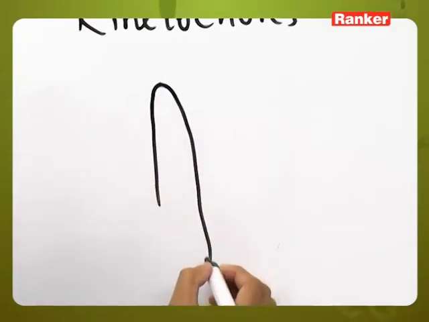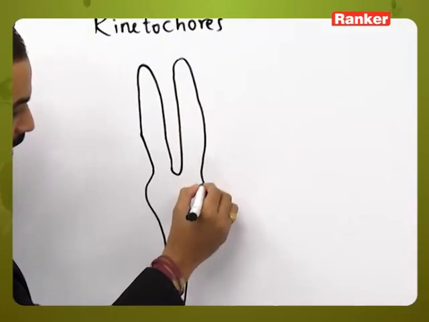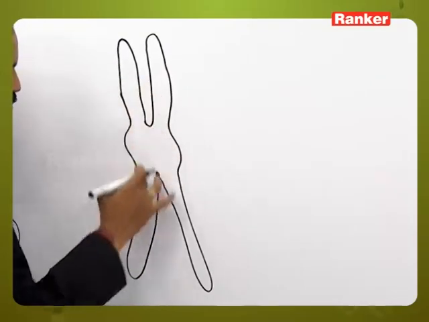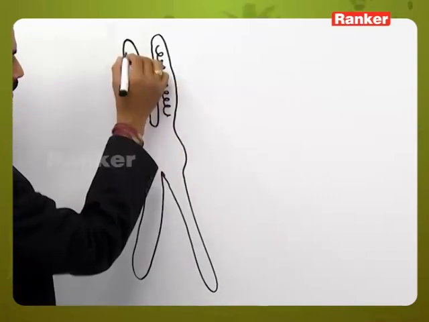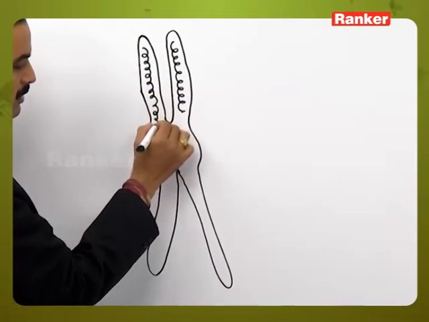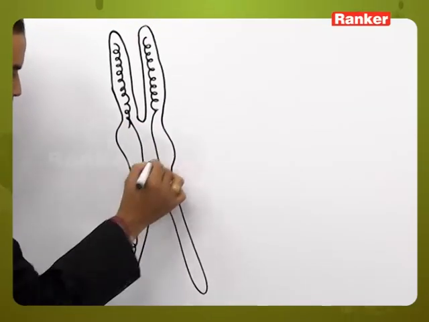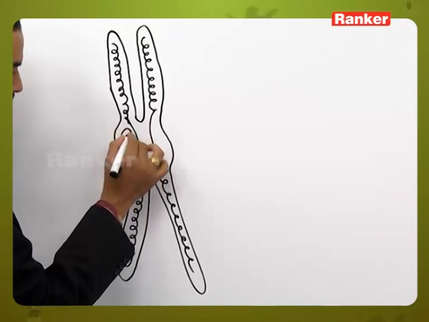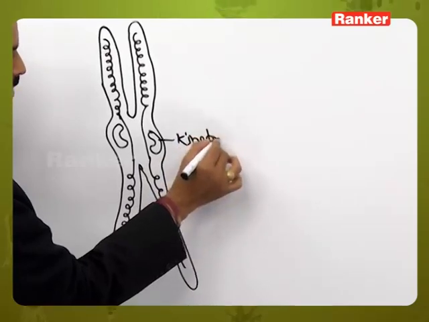If you consider this is the structure of the chromosome, the 2 chromatids which are present in the chromosome, one and the second chromatid, inside which the coiling of the DNA structure will be present like this. Like this they will be associated, and in the central part we can see some disc-shaped structures like this. These disc-shaped structures are called a kinetochore.